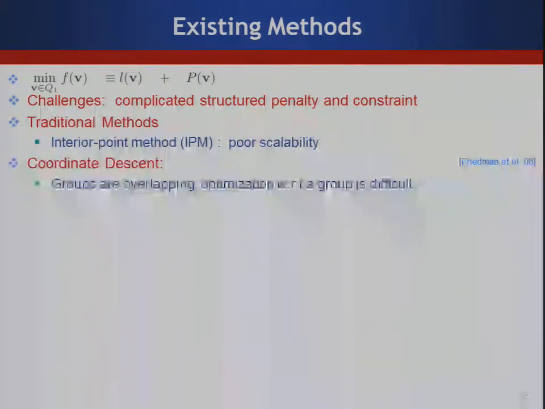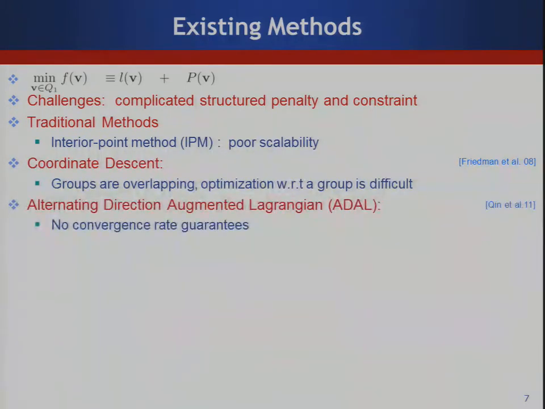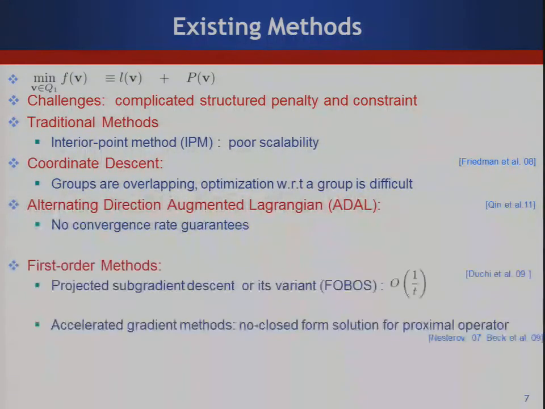Coordinate descent is a very powerful method. However, when you apply it here, the groups are overlapping, so the optimization with respect to each group could be very difficult. So alternating direction and augmented Lagrangian might be another possibility. However, there are basically no convergence rate guarantees. So first-order methods have become very popular nowadays. For example, you can use projected subgradient descent or forward-backward splitting, so-called FOBOS, to solve this optimization problem. But basically, they have a convergence rate of 1/t, where t is the number of iterations.